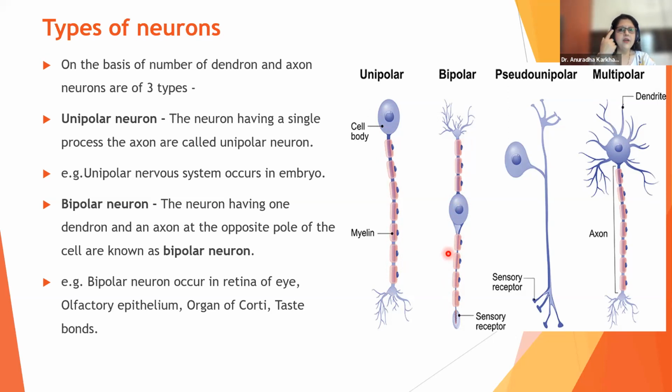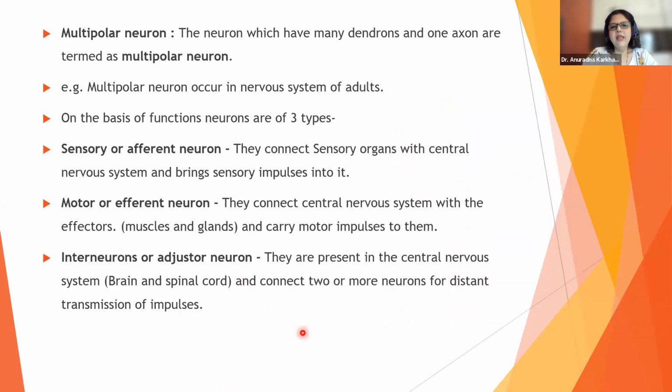They are present in the retina of the eye. Do you remember the functioning of the eye? When we did the neural part, we saw that they have bipolar neurons. If you remember, I had shown you in the diagram. Example, bipolar neurons occur in the retina of the eye, olfactory epithelium of the nose, organ of Corti, and taste buds. Multipolar neurons have many dendrons and 1 axon. Example, multipolar neurons occur in the nervous system of adults.